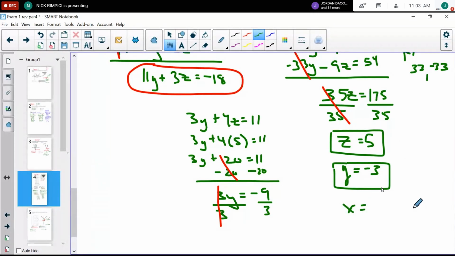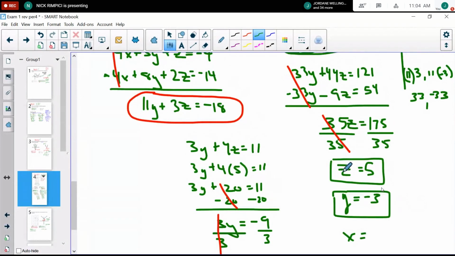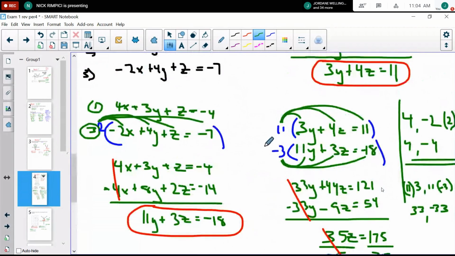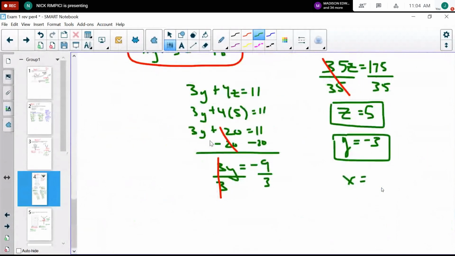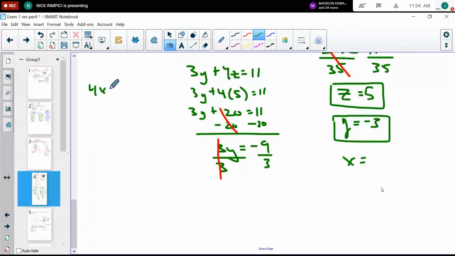Okay, to find x, well, I need an equation with x in it. And I don't see anything here. So I'm going to go back just to the very beginning and just find one with x in it. And this will do. 4x plus 3y plus z is negative 4. Yes, you could choose 2. Yes, you could choose 3. It's your choice, but I'm just going to choose the top one. It doesn't matter. 4x plus 3y plus z is negative 4.